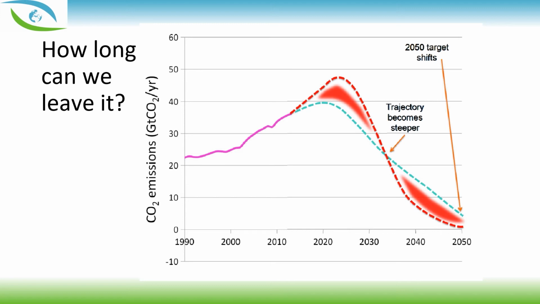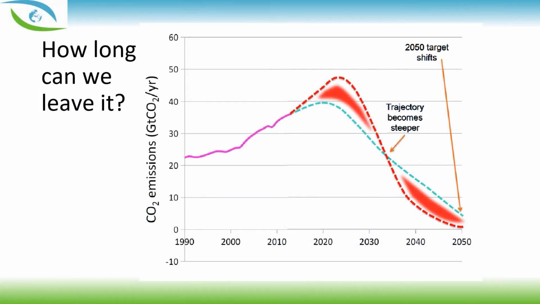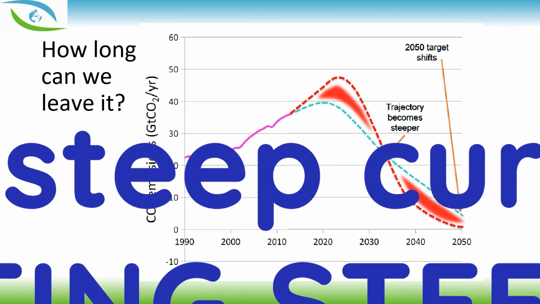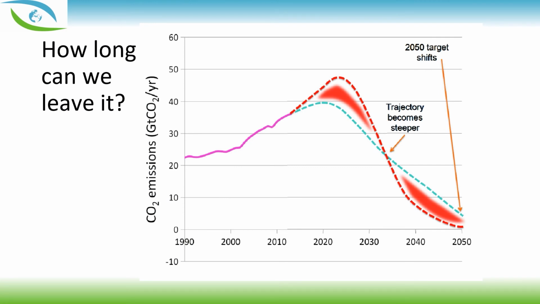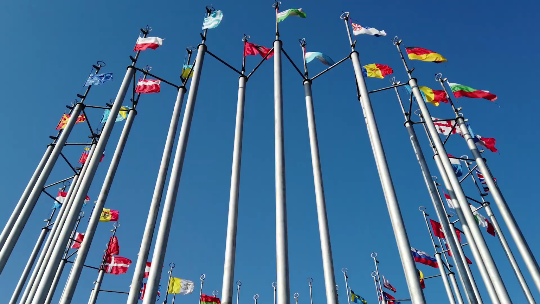To achieve the interim target of a 50% reduction by 2030, we will now need to reduce our emissions by 6.7% each and every year. However, if we wait until 2025, then the rate of reduction increases to 13% each and every year. The take-home message is that the very steep curve will only get steeper. There is a large challenge to reach the large, rapid-scale change needed and to close the gap between the predicted and the target level. What has been the response of the international, national and local government?